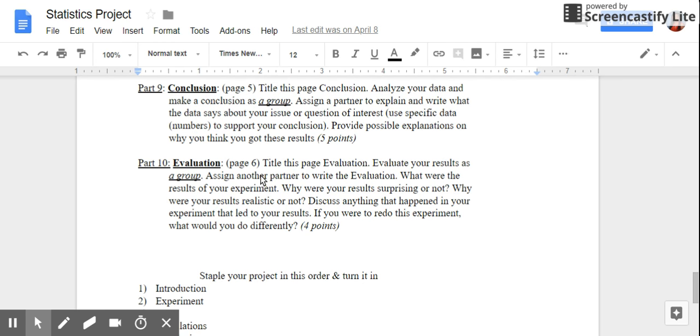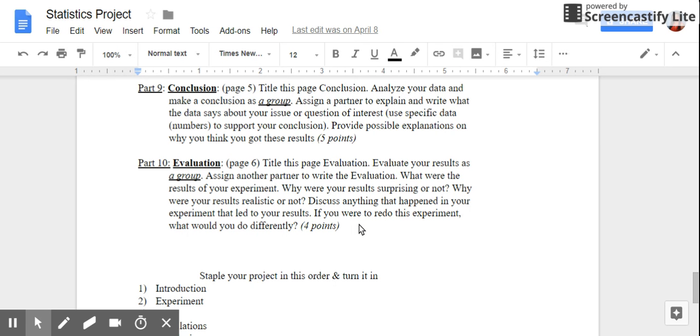And then the evaluation part is where you as a group make a judgment. How well did you do this experiment? Were your results surprising, or maybe they weren't? Why or why not? Were there any glitches in your experiment? You know how some participants wrote strange things on your strip? It kind of threw a wrench in your experiment. You had to redo and ask another person. So talk about things that didn't go well or things that did go well. And also, what would you do differently if you were to redo this experiment another time?